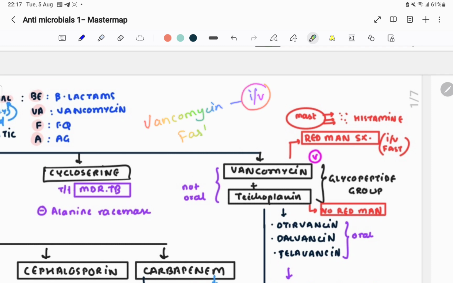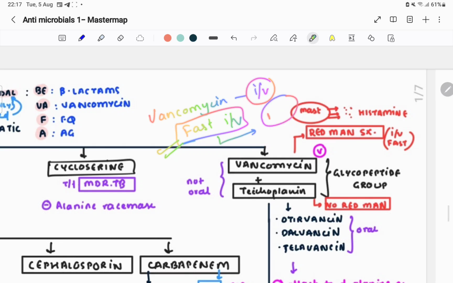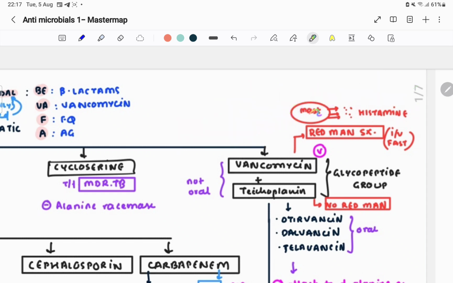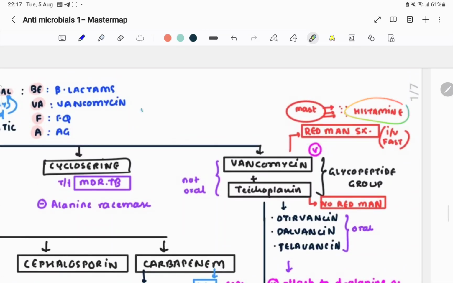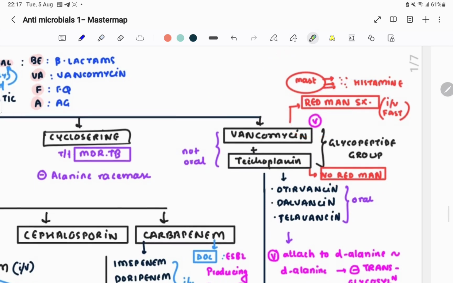if you give it fast IV, you push the injection fast, then it will degranulate the mast cells. They break and release histamine. So vancomycin basically degranulates the mast cell, releasing histamine, and causes red man syndrome. This histamine is a vasodilator, you know this, right? So it will cause stasis and red man syndrome. It can cause flushing, okay, and red man syndrome.